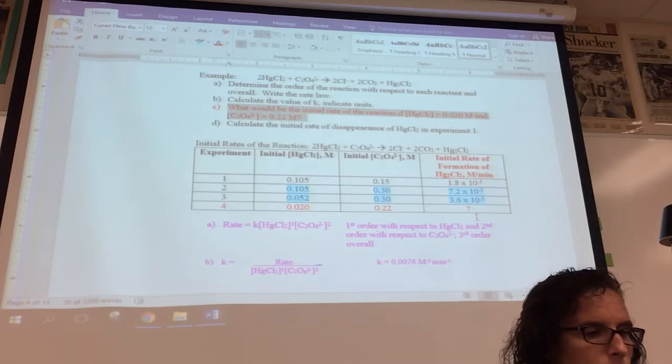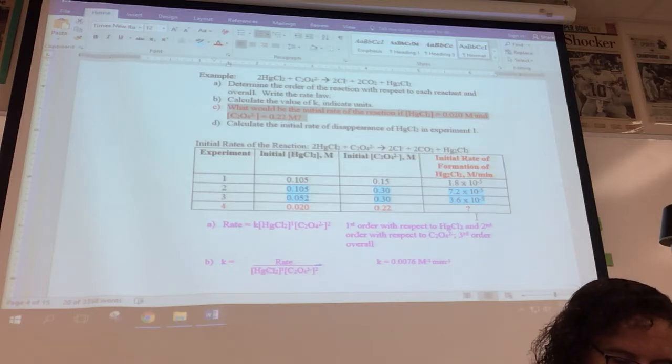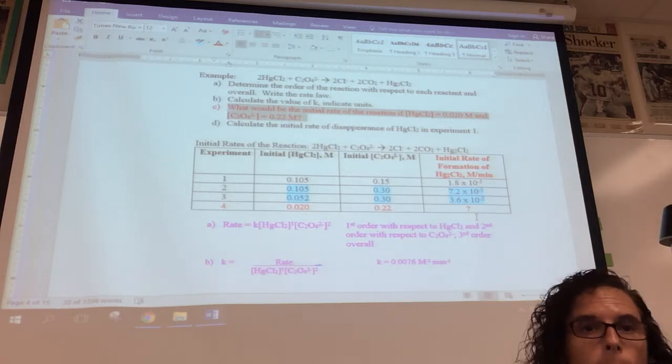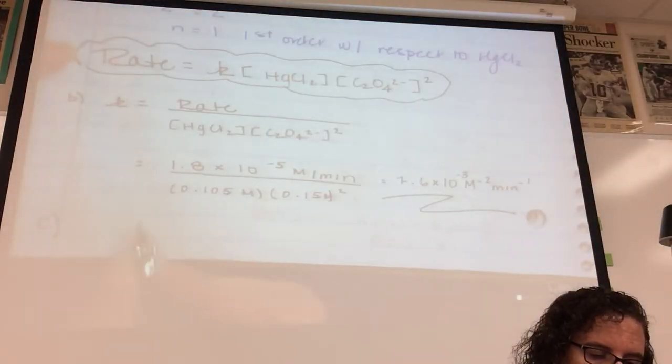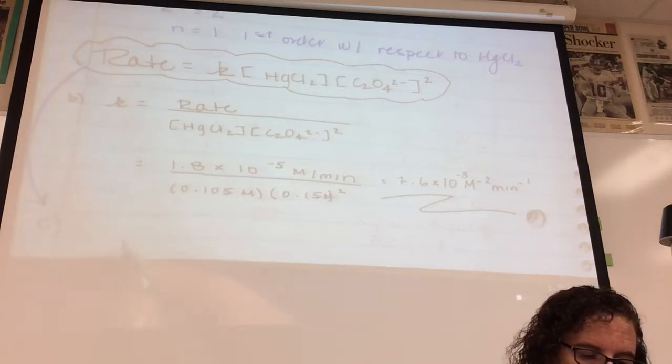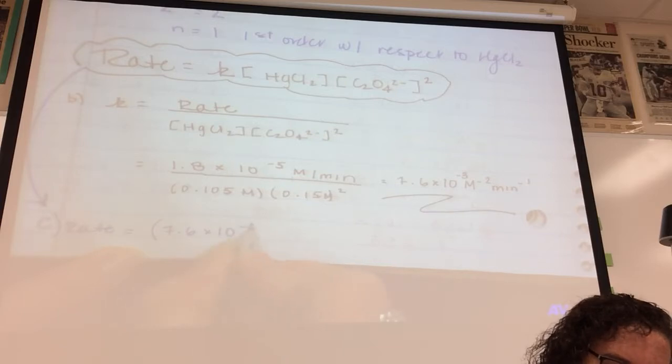Go ahead, Chris. It's as easy as you think. You got it. You worked so hard to get a rate law, plug it all in. Here's your rate law. Use those K's and concentrations. You have rate is equal to, here's the K, 7.6 times 10 to the -3rd, molar to the -2, minutes to the -1.